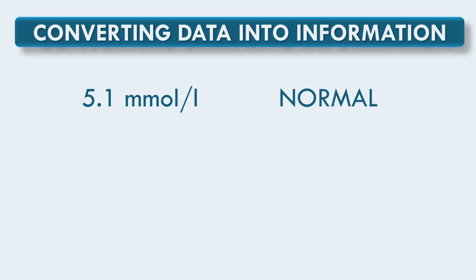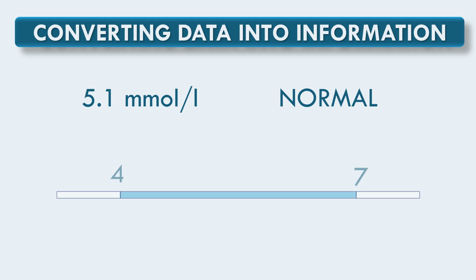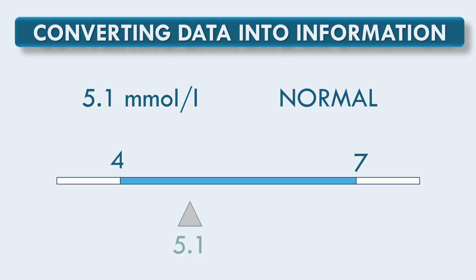It would be significantly more helpful if the doctor could provide you with the normal range for these values and indicate where your result falls within that range. For example, if they could inform you that the normal range for fasting blood sugar is 4 to 7 millimole per liter, and your result is 5.1 millimole per liter, it would give you a better understanding of your blood sugar level.